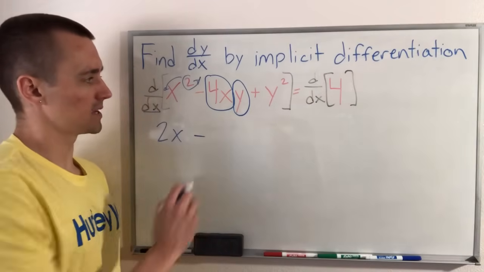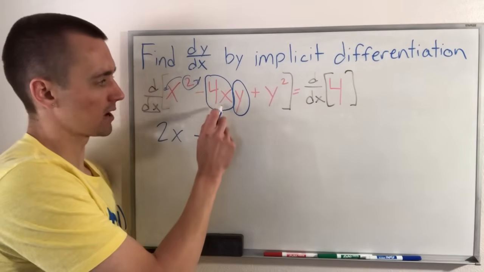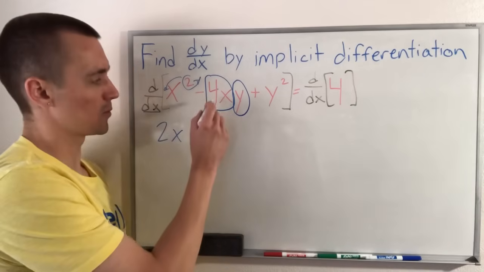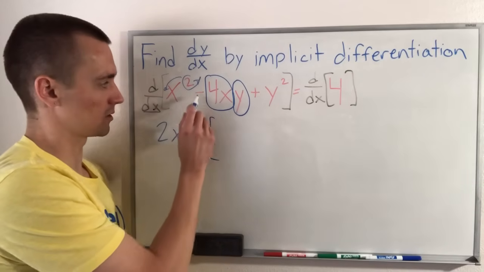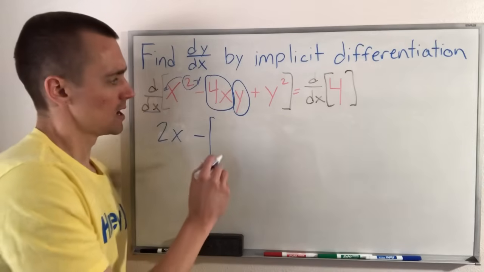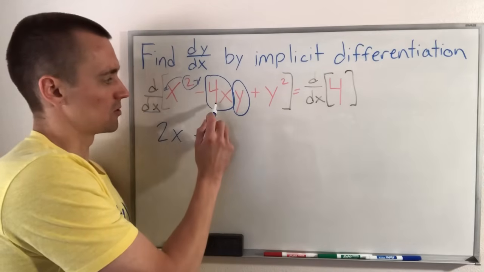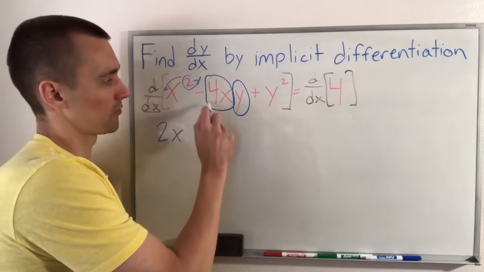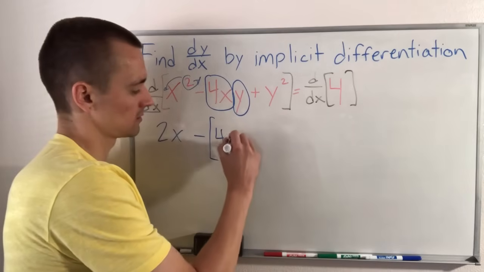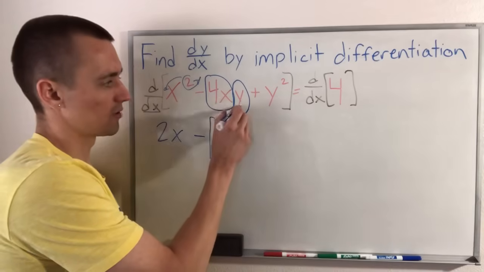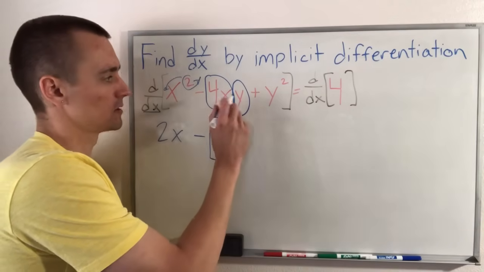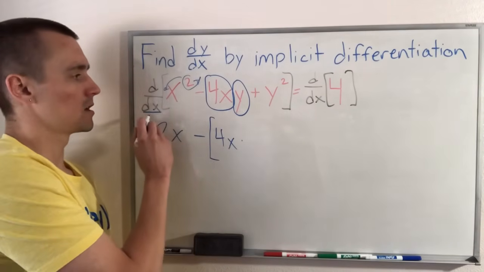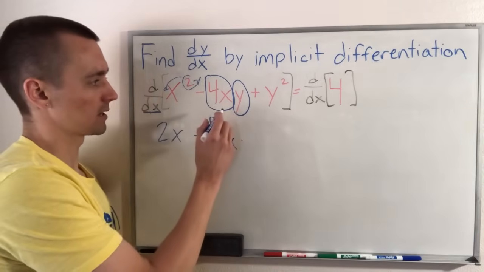So product rule says the derivative of 4x times y would just be, so keep in mind we need to put parentheses around this because we're subtracting this whole thing. So to find the derivative of this, we'll just do the product rule, which says we will take the first function, so 4x, times the derivative of the second function. So the derivative of y with respect to x is just going to be dy dx.